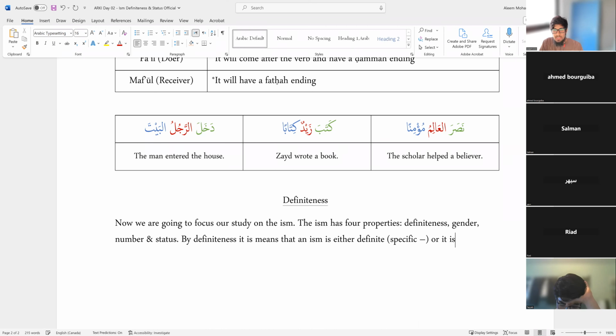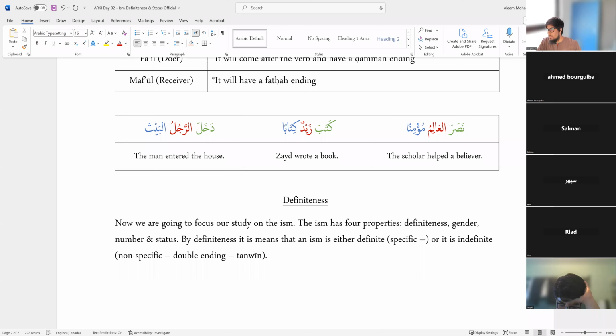Or it is indefinite, which is achieved by making it non-specific. So essentially, this would become something like a house or a book. It's no longer a specific entity. And how we achieve this in Arabic is with a double ending, right? So this is known as a tanween.